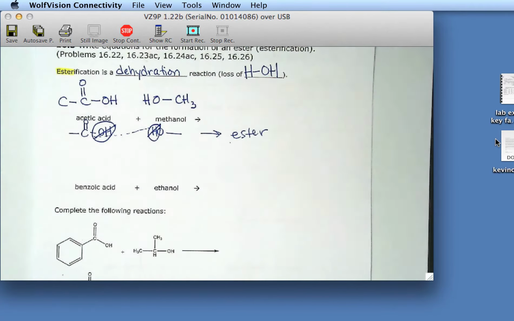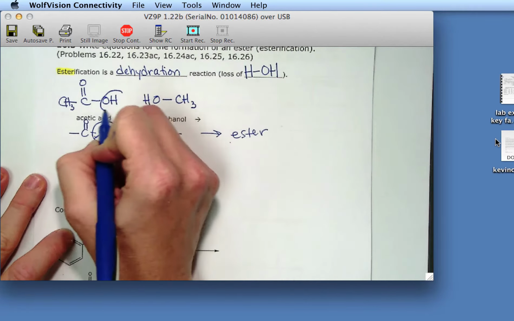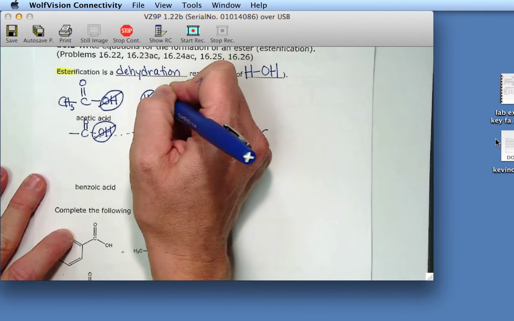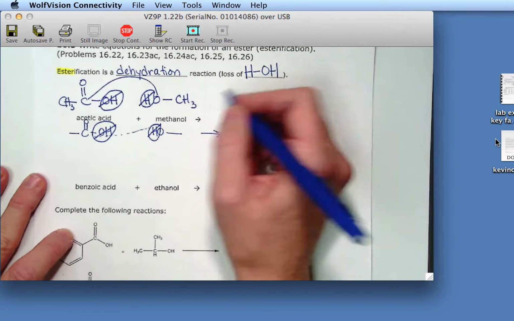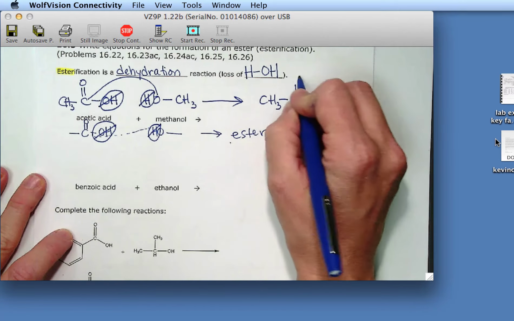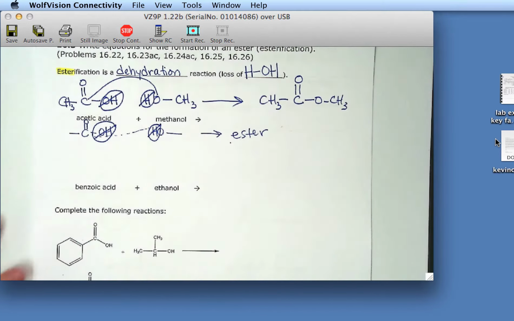OHCH3. So for the esterification reaction between these two, a carboxylic acid and an alcohol, I always draw the OHs pointing towards each other, especially in the beginning, because you'll see how they come together better. Let me put my CH3 here. So you get rid of OH here, H there, make a really long bond, but you end up with OCH3. That is an ester.